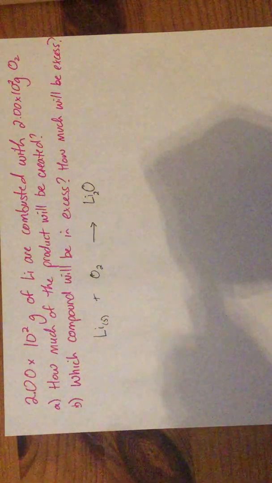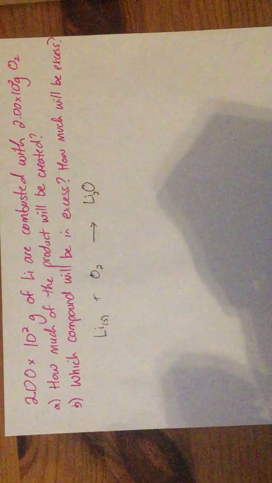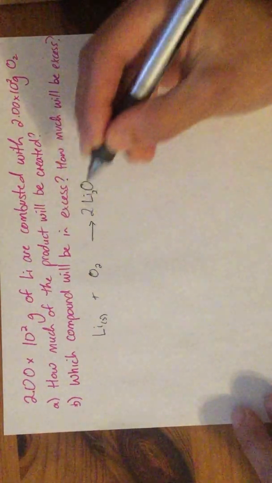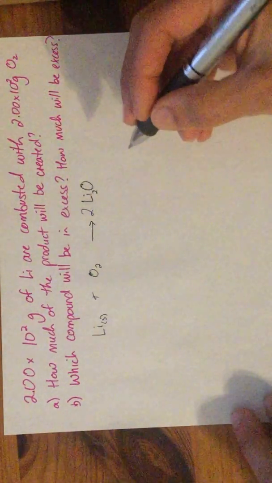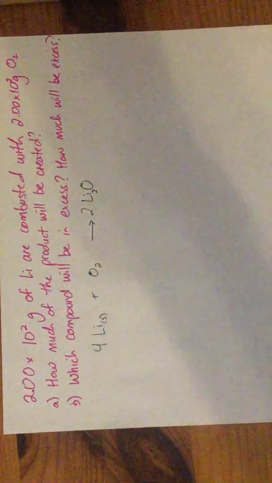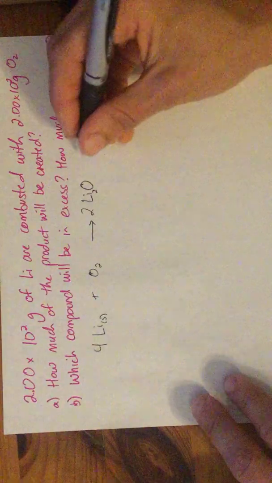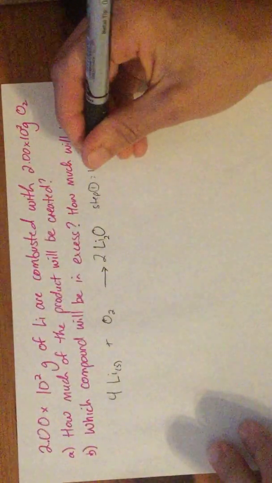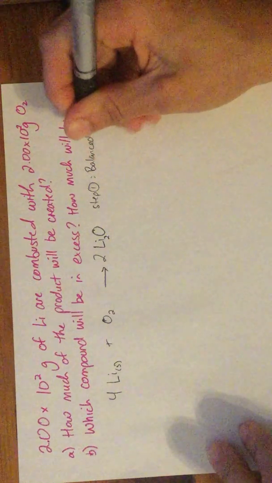So what I need to do now is make sure that I am balancing this, because it is important to make sure that I have the same amount of each element on each side. So if you do not already have a balanced reaction, step 1 is always going to be to balance. Make sure there's a balanced equation there.